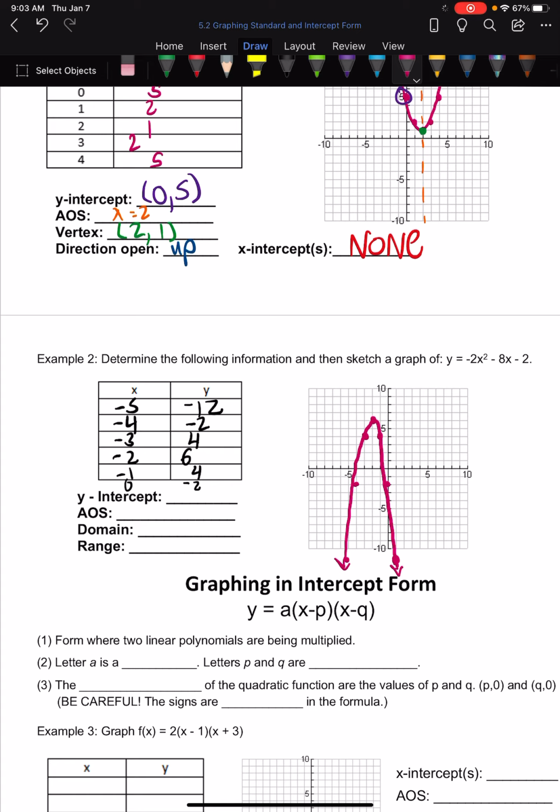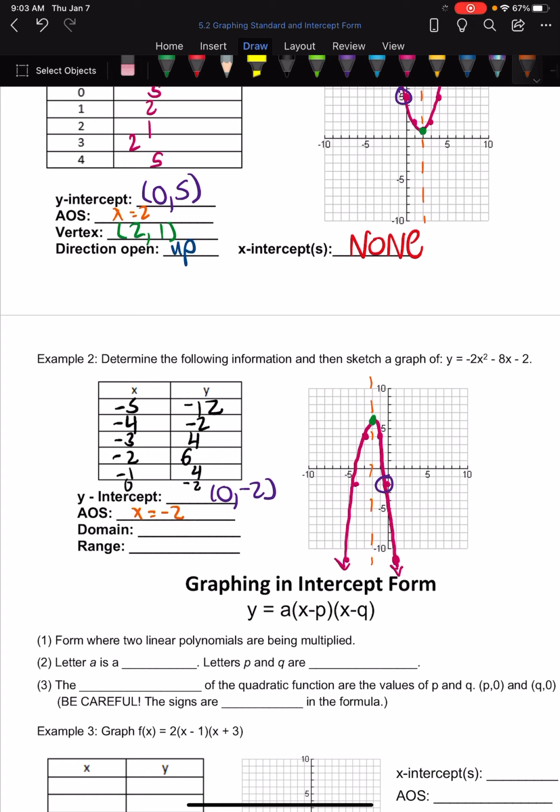So let's look at our y-intercept. That's where x equals 0. Our y-intercept then is at negative 2. Then if I look at my axis of symmetry, I'm going to look where my vertex is, or that turning point. My vertex is up here at negative 2, 6. So that means my axis of symmetry is where x equals negative 2.